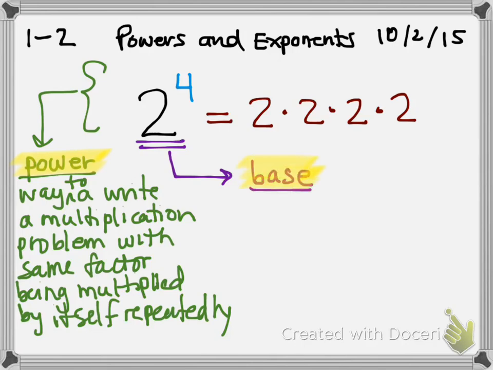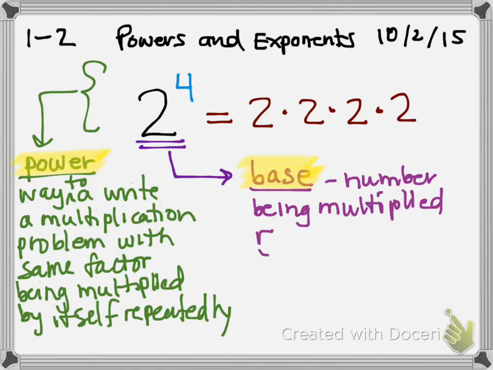So the base is the number being multiplied repeatedly by itself. So that's our base number, the number that's being multiplied repeatedly by itself.